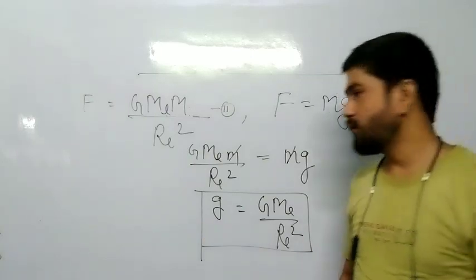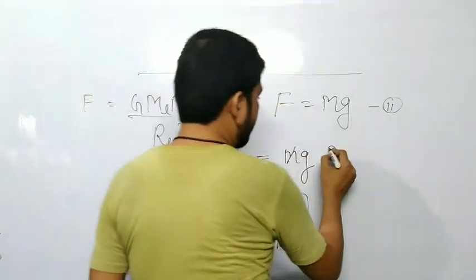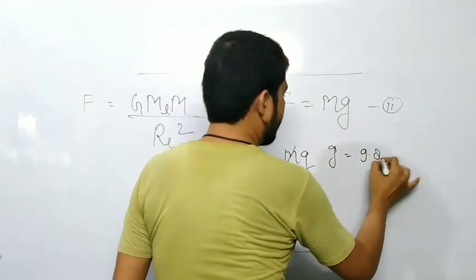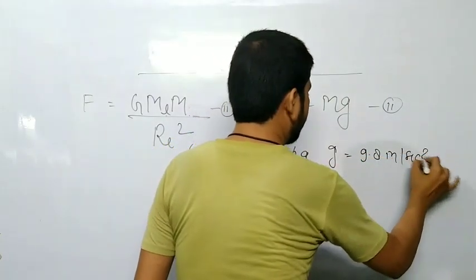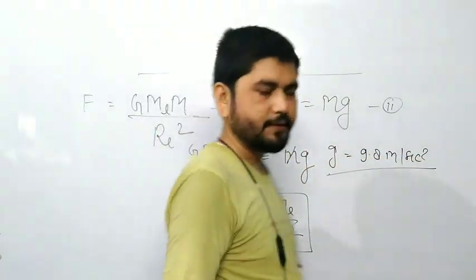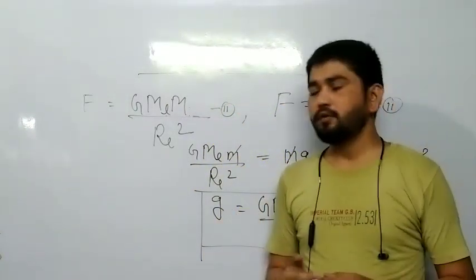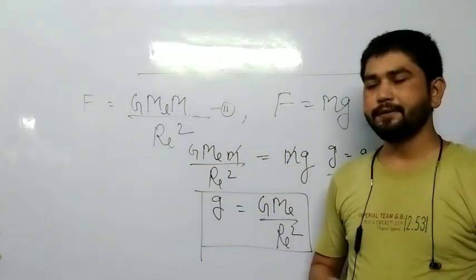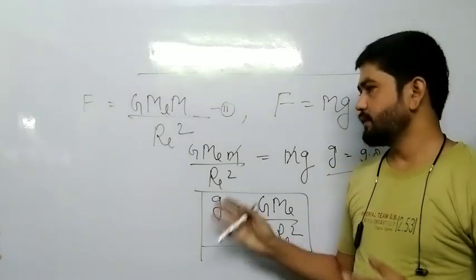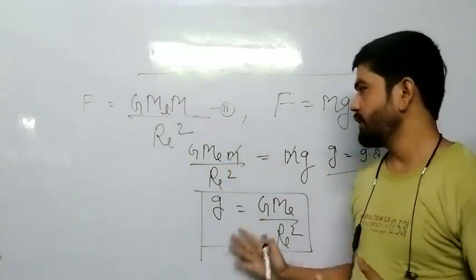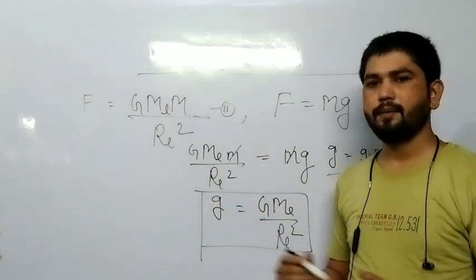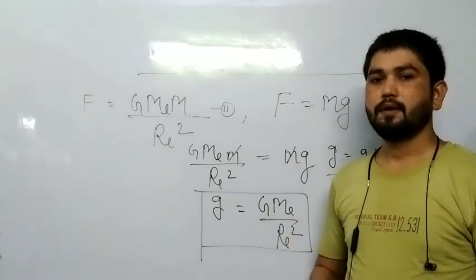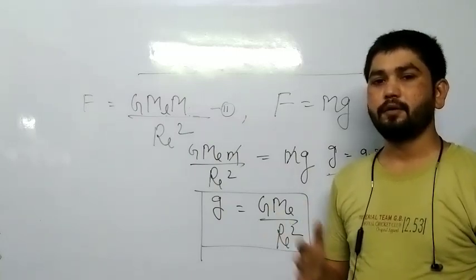And what is the value of small g? Small g is equal to 9.8 meter per second square. Got it, class? I hope you have understood all these things, and you need to revise this one, note it down. If you are facing any kind of problem, please talk to me. I will remove your doubts.